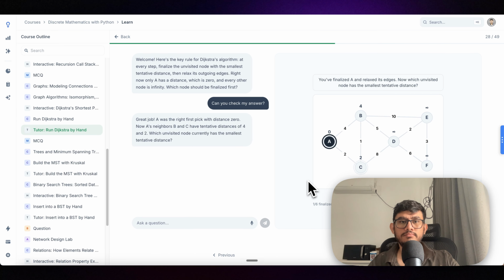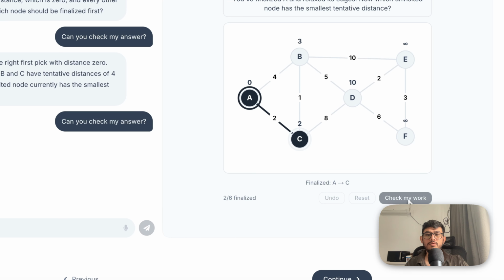Great job! A was the right first pick with distance 0. Now A's neighbors B and C have tentative distances of 4 and 2. Which unvisited node currently has the smallest tentative distance? Let's go with 2 and see what it does.